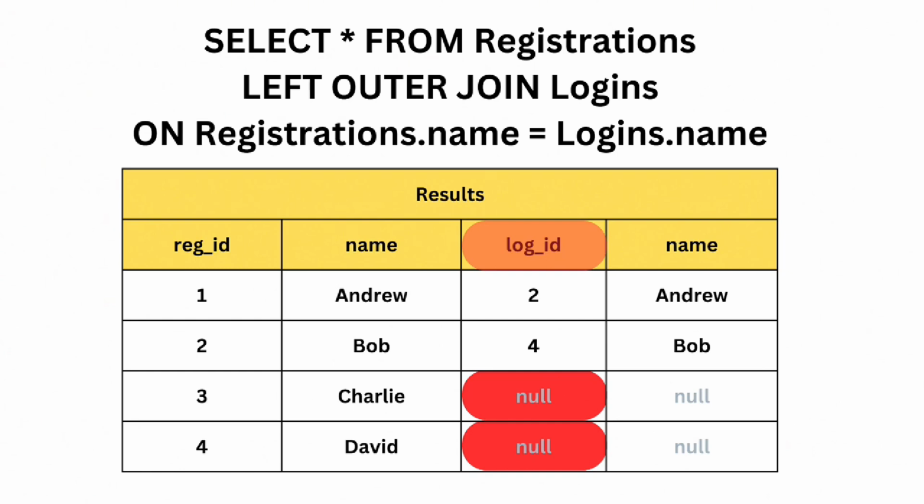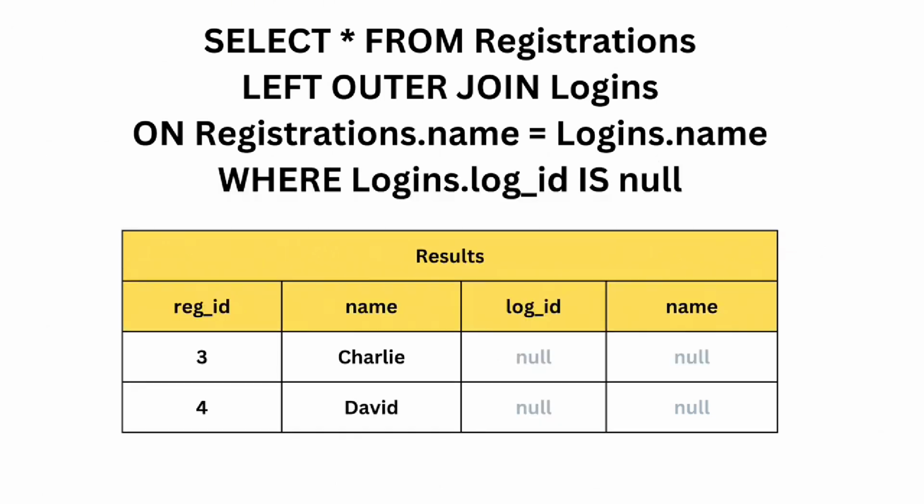So, recall this was our previous query. This is just the left outer join, registrations and logins. And what we're going to do here is if we take a look at the login ID column, we notice we have those null values. So what we're going to say here is go ahead and grab where logins.logid is null.